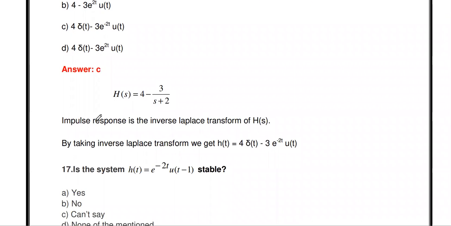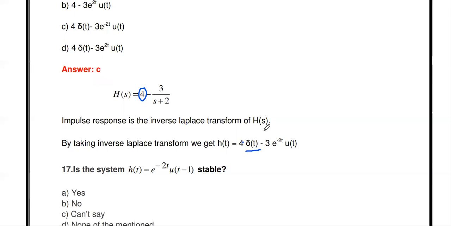Okay, so you just take the inverse Laplace transform of the above equation. What is the inverse Laplace transform of simply the constant 4? It's 4 into delta of t, since you know the Laplace transform of delta of t is 1. So when a constant is available, the inverse Laplace transform is 4 into delta of t.